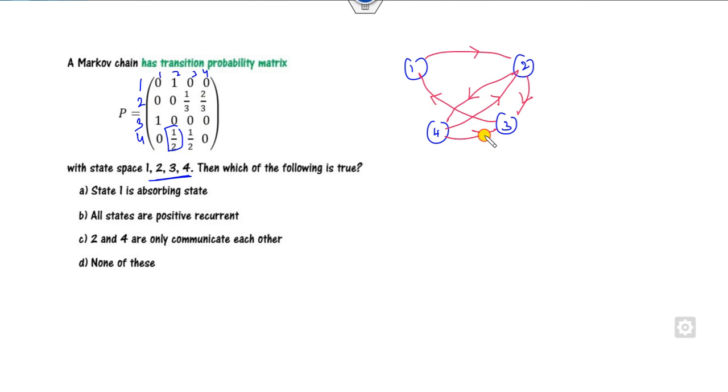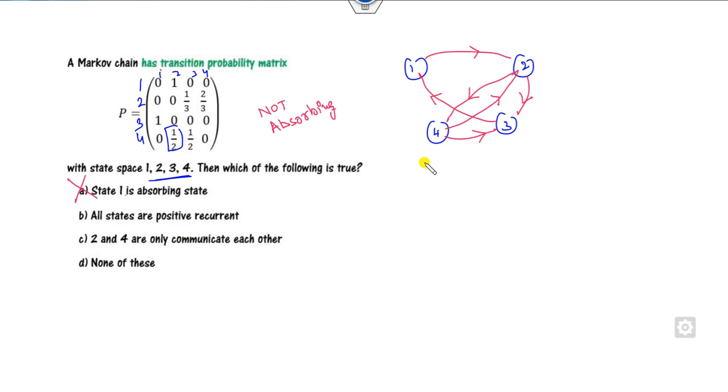So is any of the diagonal entries 1? No. So it means there is no absorbing state. So look at the first option: 1 is absorbing state, cancel. If any diagonal entry is 1, the corresponding state is my absorbing. All are my recurrent, communicate none of this.